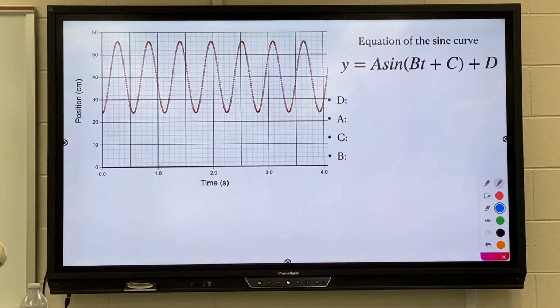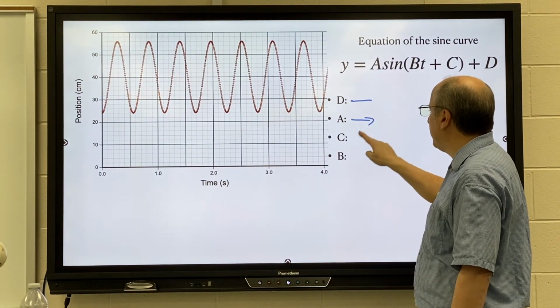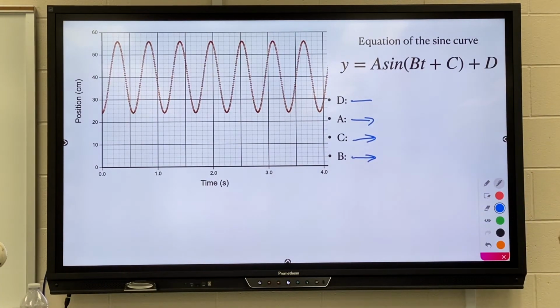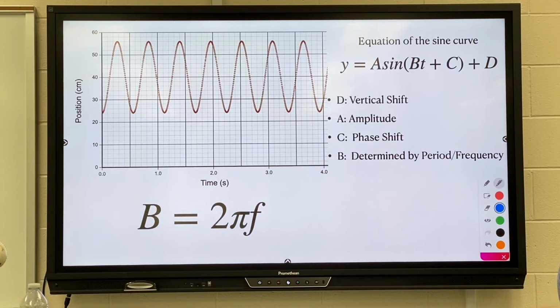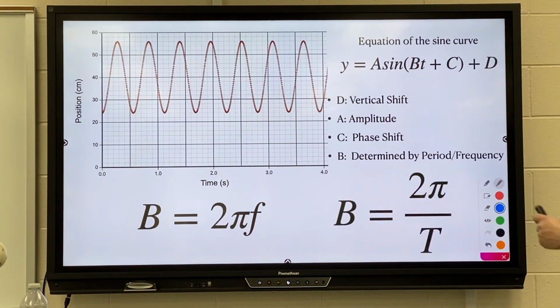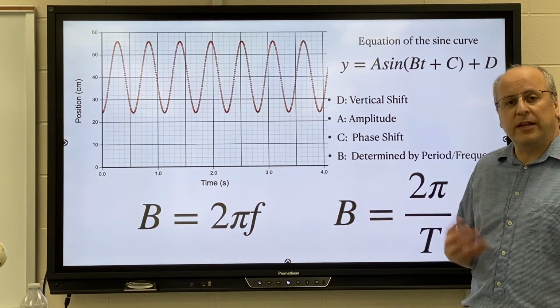Okay, so one last time. D is your vertical shift. A, amplitude. C, phase shift. B is based on the period or the frequency. Vertical shift, amplitude, phase shift, determined by period and frequency. Remember, once you got your frequency, to find the B value, you just multiply it by 2 pi. Alternatively, you could take 2 pi and divide by the period, and that will also get you your B value.